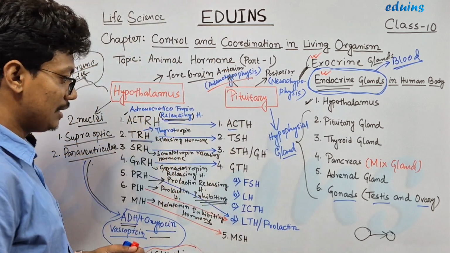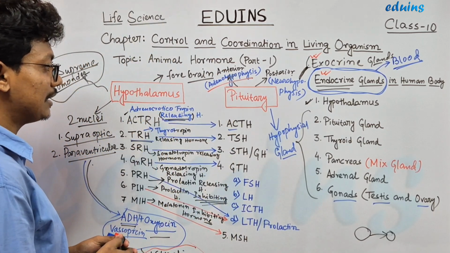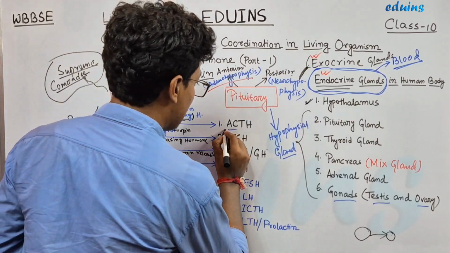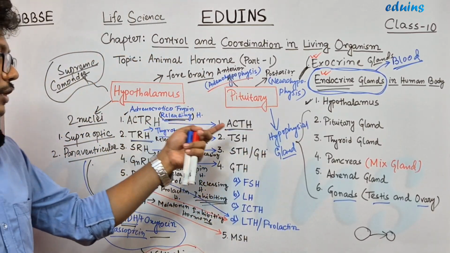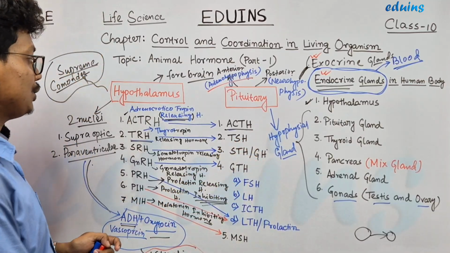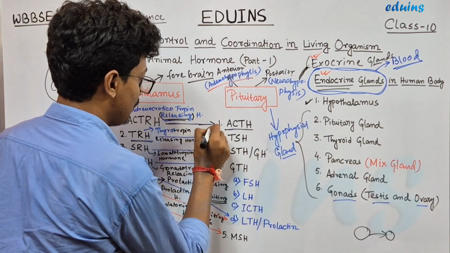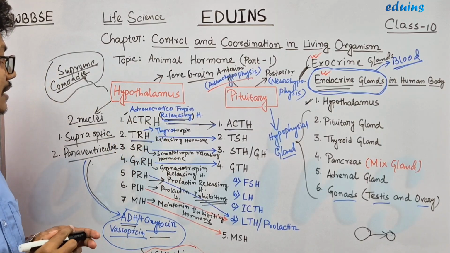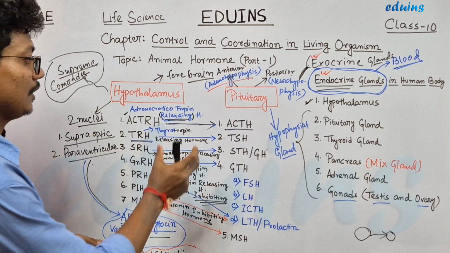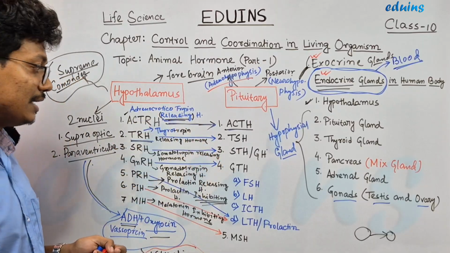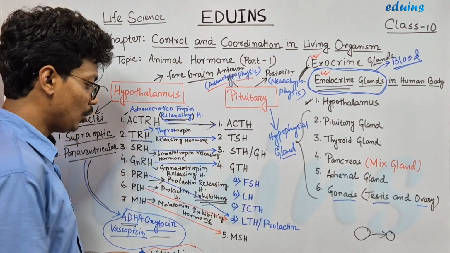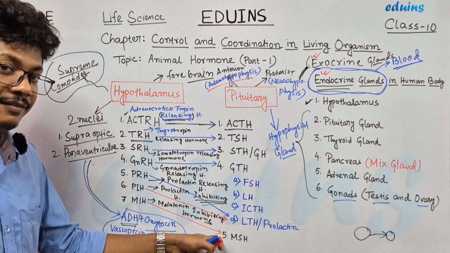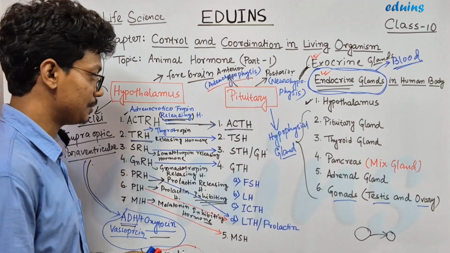So these five kinds of hormones are secreted from the anterior pituitary. What are they? The first one is ACTH, that is adrenocorticotropic hormone, which is stimulated by the ACTRH released from the hypothalamus. The blue color denotes that a hormone promotes the release of this hormone, and the red color denotes that these hormones inhibit the release of these hormones.